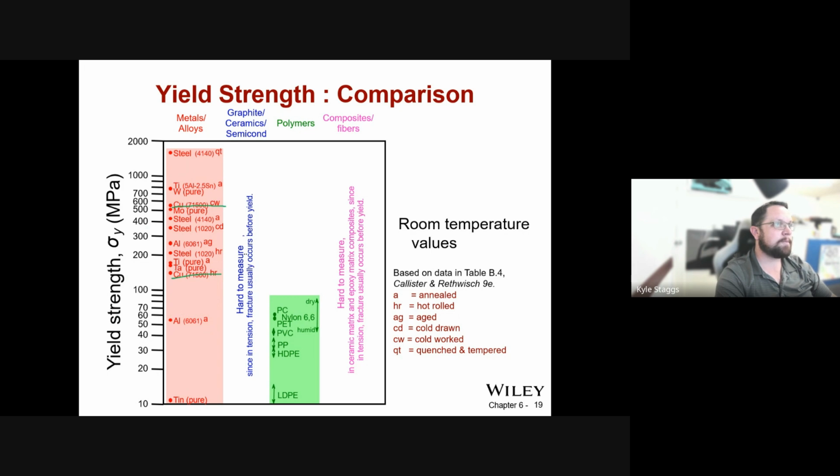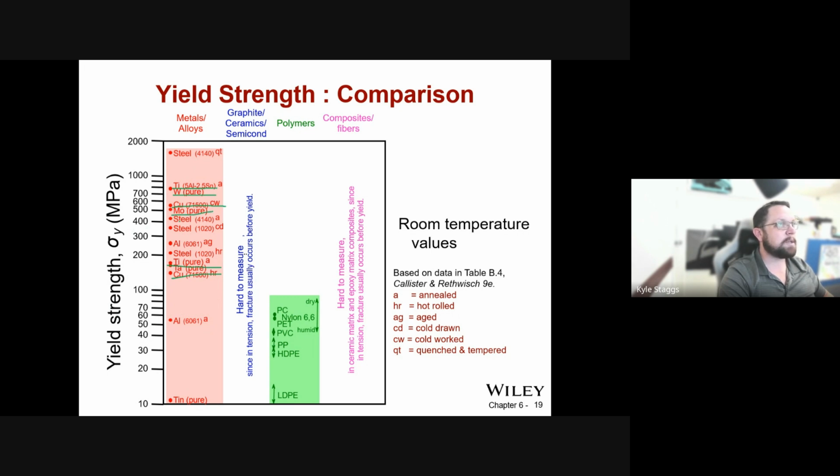Tantalum is another one that you won't see very often. Pure titanium that's annealed, again, is down here below some of the aluminums and steels. So those are things you want to pay attention to, but as soon as you have an alloy up there, or tungsten, which has a much higher yield strength compared to something like molybdenum.